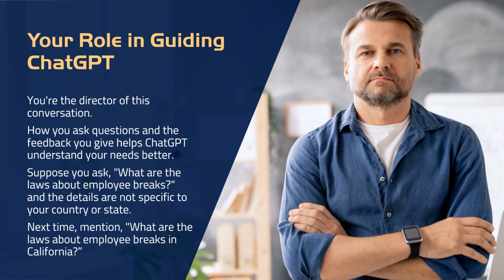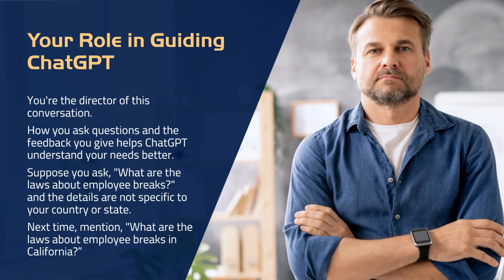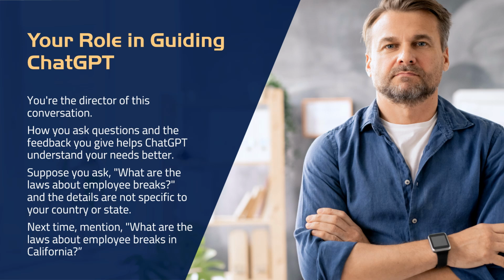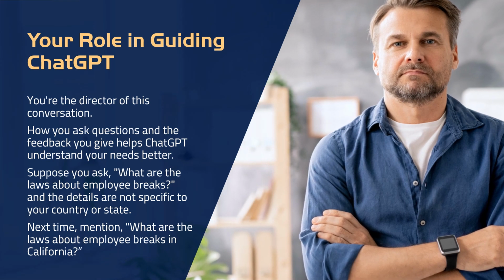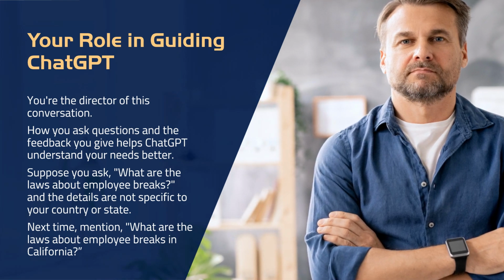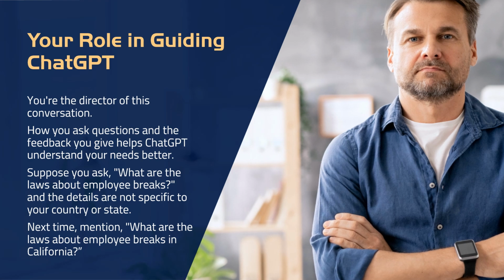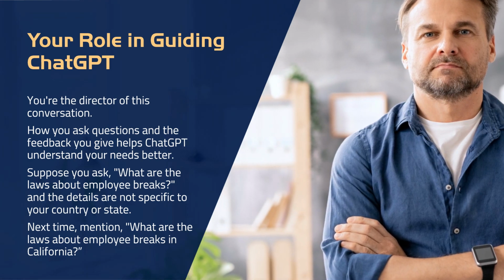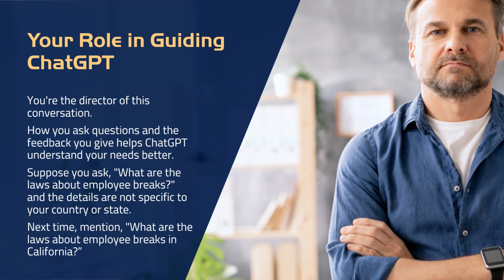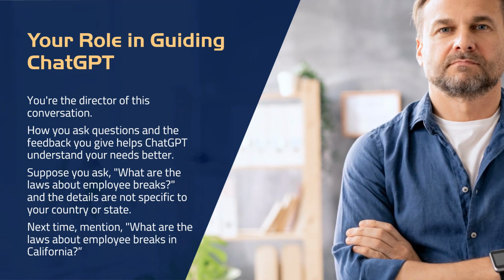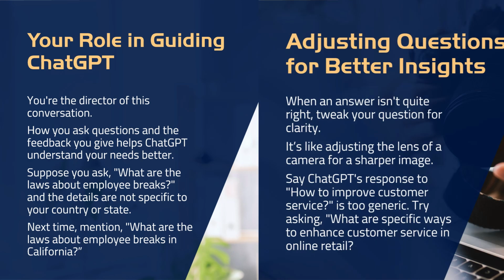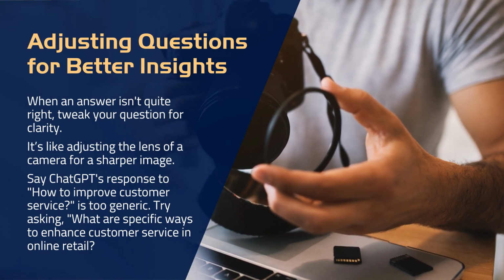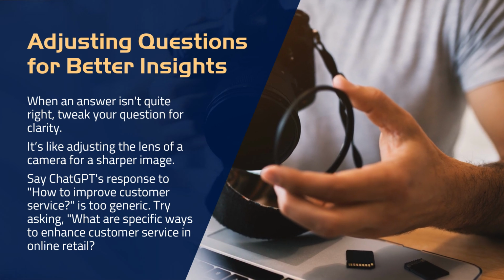If ChatGPT's response lacks specificity or relevance, providing feedback helps refine its understanding for future interactions. So for instance, if your initial question about employee break laws yields generic information, specifying your location in subsequent inquiries, such as asking about laws in California, enhances the relevance and accuracy of ChatGPT's responses. When an answer from ChatGPT misses the mark, adjusting your question can bring clarity and precision to the conversation.